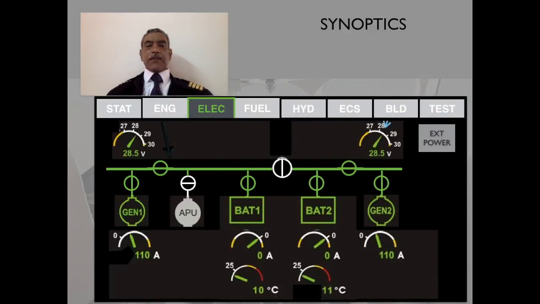This is the display for the electrical system, and as you can see, generator 1, APU, battery 1, battery 2, generator 2, all the statuses are available, and the bus bar connectivity status is also shown, and the amperage and voltage are shown everywhere, and the external power status is also shown.